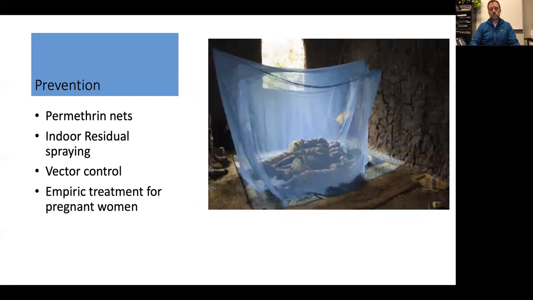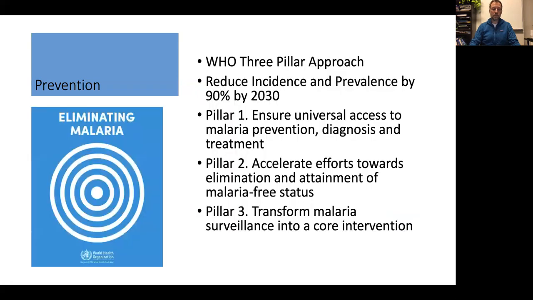The main strategies for prevention are medicated nets, indoor residual spraying or paint that has medication embedded in the paint, vector control, and empiric treatment for pregnant women given the consequences. The World Health Organization has a 3-pillar approach to malaria as part of the Sustainable Development Goals. The main goal is to reduce the incidence and prevalence by 75% by 2025 and 90% by 2030.